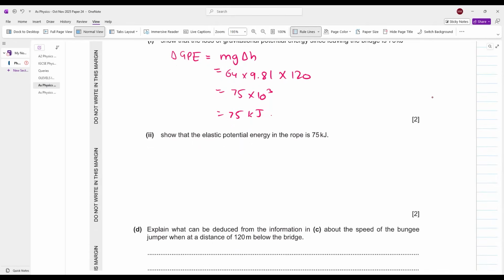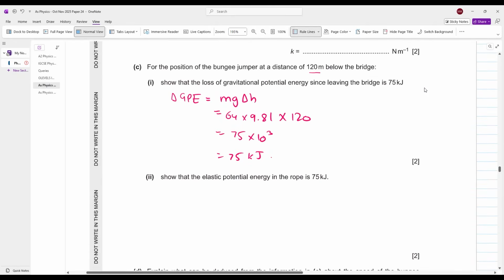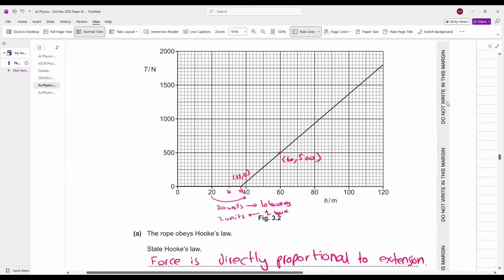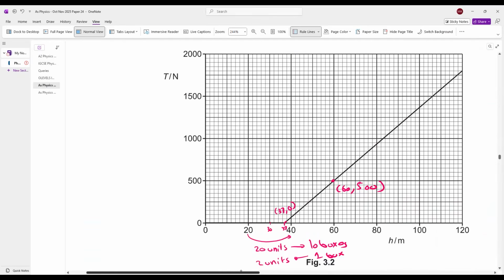Show that the elastic potential energy in the rope is 75 kilojoule. Okay बेटा, अब हमने शो करना है कि the elastic potential energy in the rope is 75 kilojoule. So when you are at a distance of 120 meter, बेटा जब आपकी रोप का डिस्टेंस या लेंथ 120 मीटर है, what is your tension? Let me see.